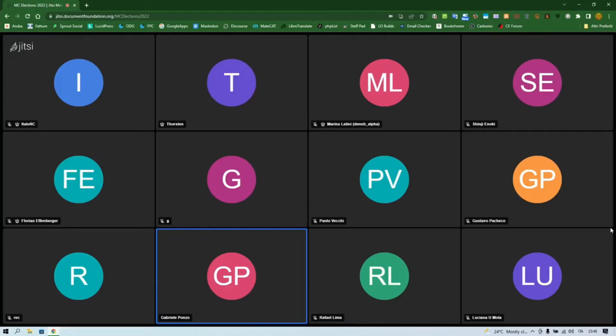So again, to sum up, explain what is LibreOffice to one who doesn't know and see if they're interested and let them become part of the project, especially for young people.